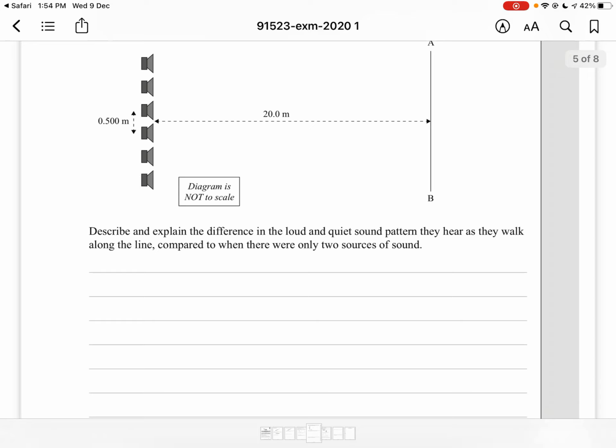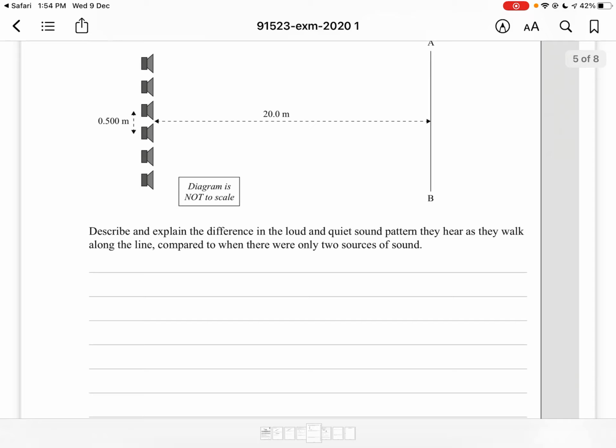We also know that due to this setup, the distance between the sources is now decreased to 0.5 meters. We know that n lambda equals d sine theta. d is inversely proportional to sine theta. That means if d decreases, sine theta will increase. That means the distance from each adjacent loud sound will also increase. So those are the main 3 differences we need to state.